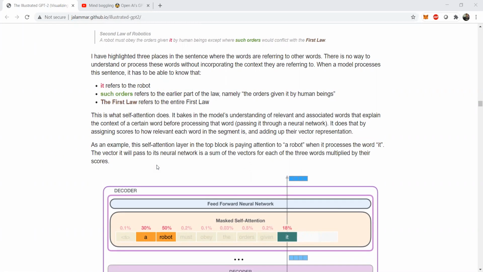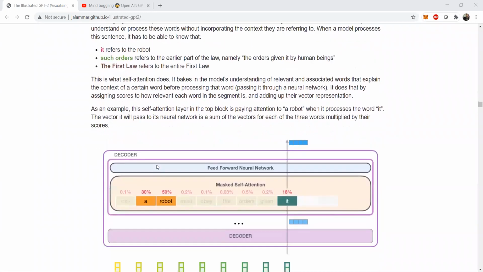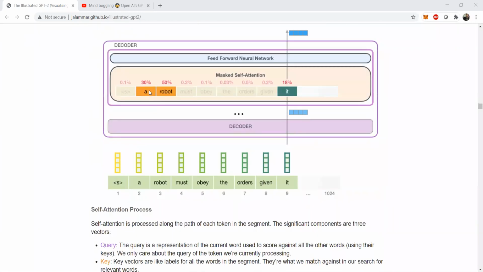Okay, so this is what is mentioned in the paragraph over here. The self-attention layer in the top block is paying attention to a robot, right? When it processes the word it. And this vector, which it will pass to the neural network, is a sum of the vectors for each of the three words multiplied by their attention scores. Okay. Now here, the normal self-attention, which we computed in the case of BERT, is the same, but we are not taking the right parts, the words that are present on the right of a particular pivot word. We are only taking the left parts of it.